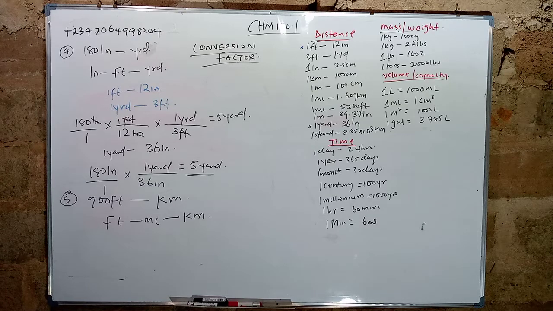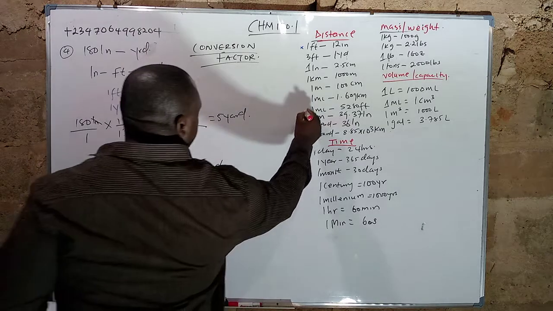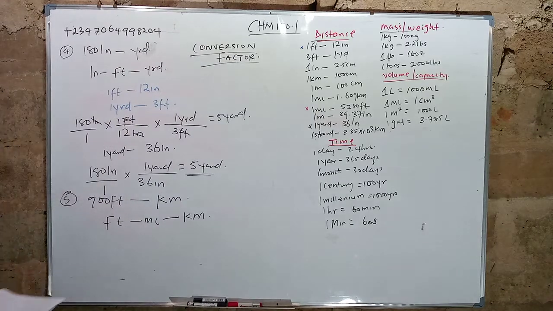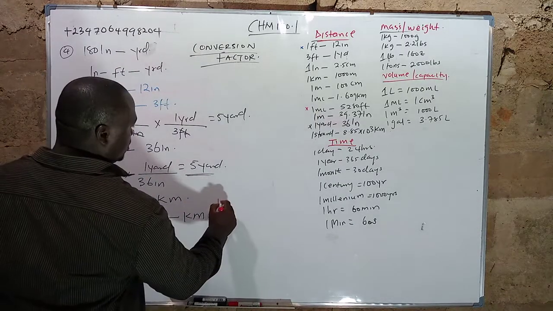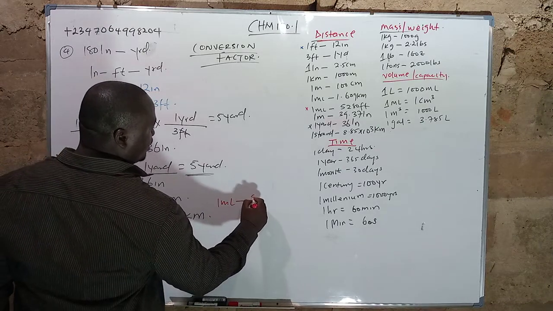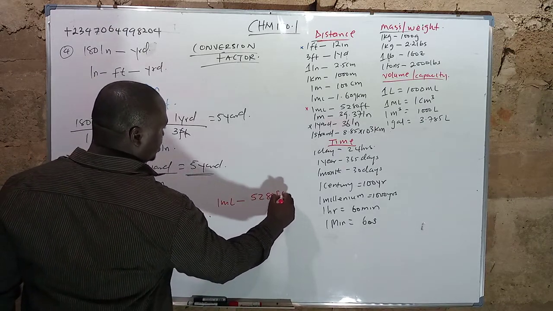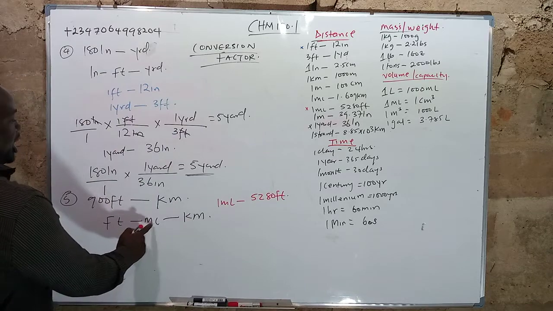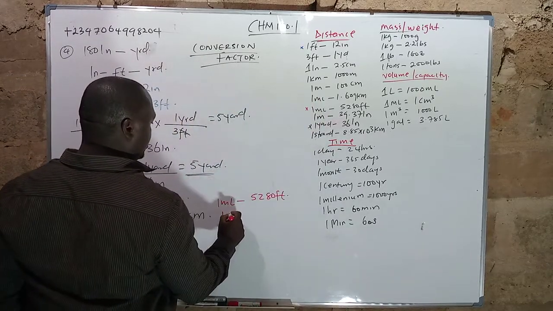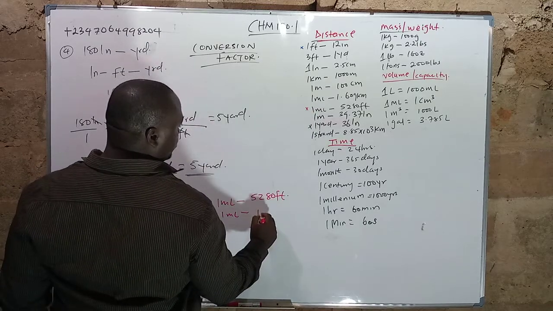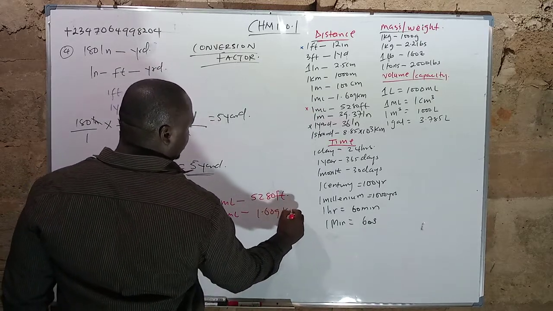Yes, I have this. Look at it here. 1 mile is equivalent to 5280 foot. Which one relates miles to kilometers? Miles to kilometers, look at it here. 1 mile is equivalent to 1.609 kilometers.